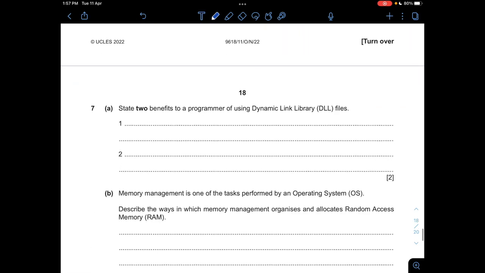And then 7, show 2 benefits of using DLL. So basically, the benefits of DLL would be, well, basically we don't need to maintain the DLL. Like such.